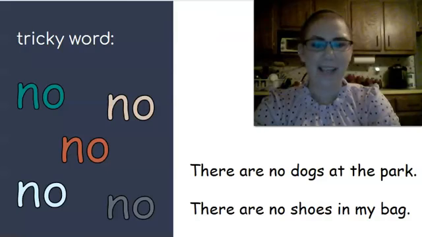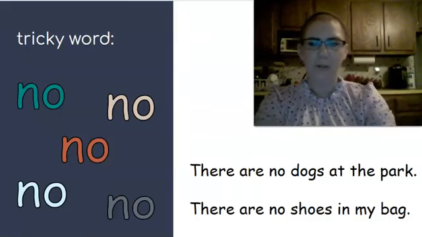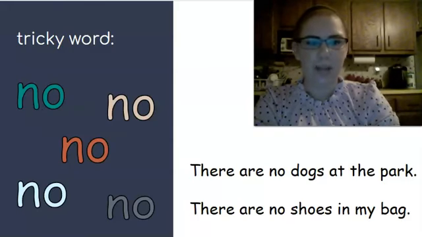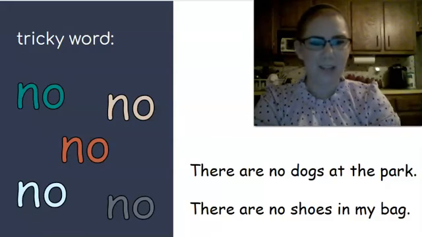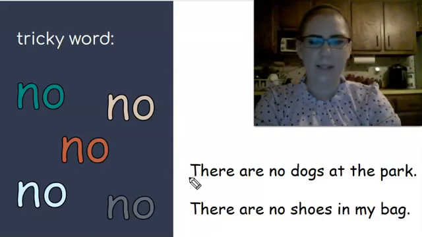The last thing we're going to do is a couple of tricky words. I've got a tricky word here. Do you know what that tricky word is? Let's try sounding it out. There are dogs at the park. Does that sound right? Doesn't quite sound right to me. There are no dogs at the park, but that doesn't look like it should say no. That's why it's a tricky word.